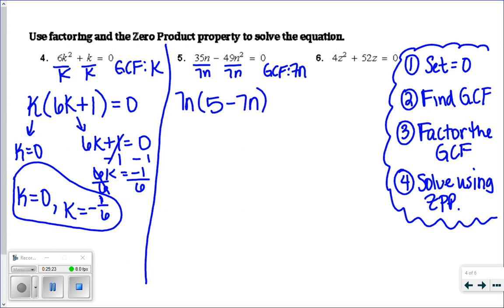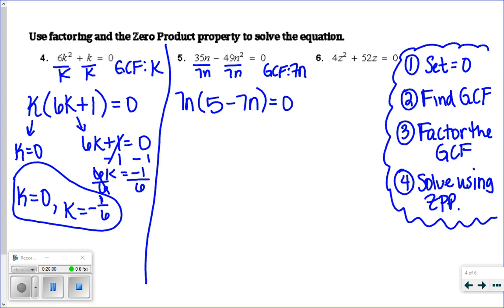Again, ways to check your answer. Number 1, look inside the parentheses and make sure we didn't leave any common factor that we missed. So make sure that 5 and 7n don't have anything else in common that we should have pulled out with the GCF. I think we're all confident that 5 and 7n don't have anything else in common, so we know we did that right. Second of all, you can always at least mentally distribute that 7n back in and make sure it still equals the original. So 7n times 5 is 35n, and 7n times negative 7n is negative 49n squared. So I know all of that is correct, and that is how you check.